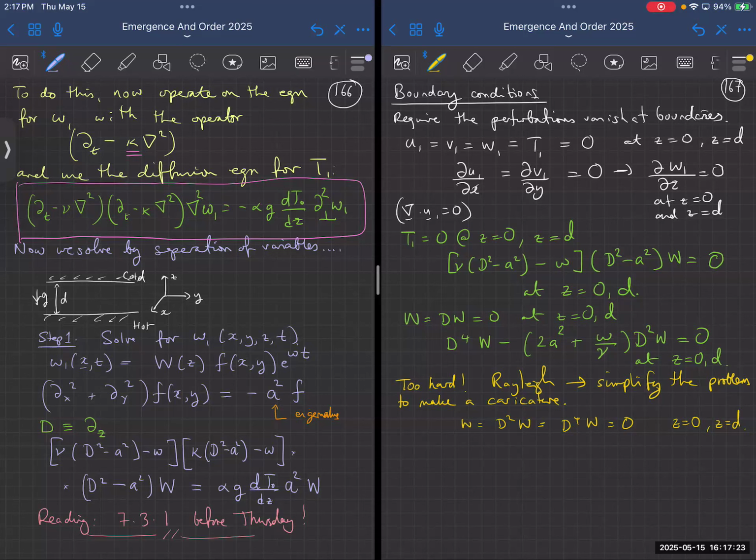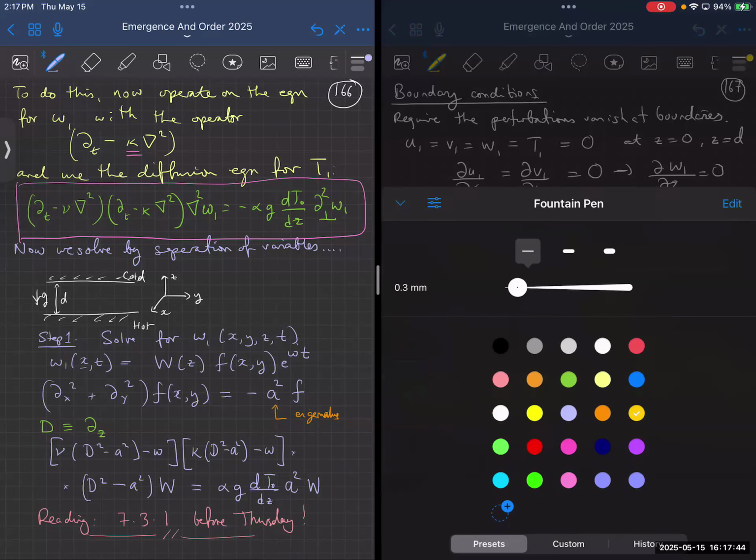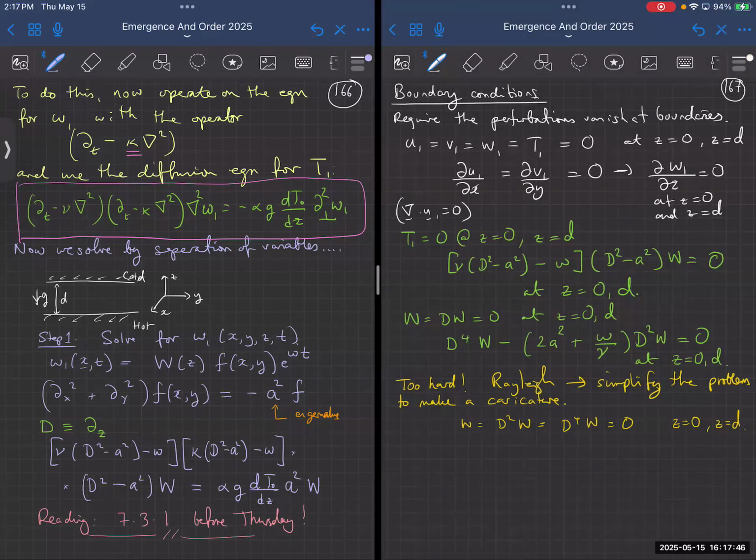And what are we going to predict? What we're going to try to predict is when the real part of the growth rate changes sign, going from negative to positive. So once we can predict that, then we've actually predicted how hot the temperature needs to be, how big the temperature difference needs to be in order to have convection. And that's the calculation we're going to do. So let me just show you very quickly how we do that.